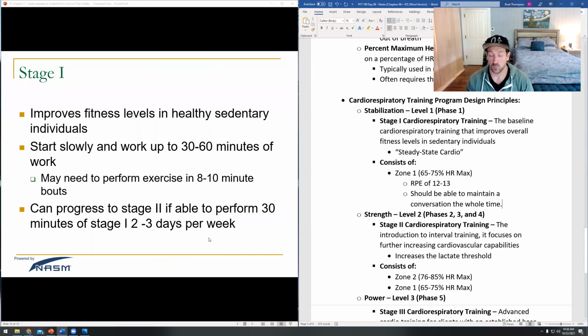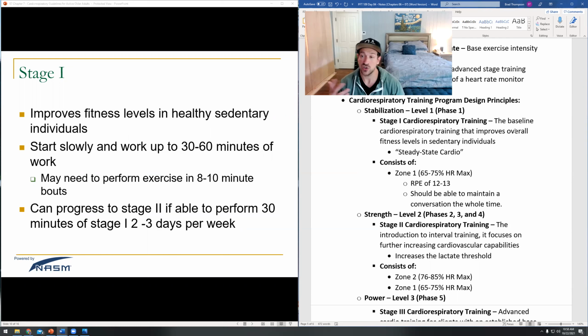Now, once they can maintain that for a full 30 minutes, what you should do is retest your client through the YMCA step test, or retest them through the Rockport walk test, and see if they've progressed into stage 2. But generally, as a rule of thumb, if they can do 30 minutes of straight zone 1, if they can maintain 65 to 75% of their heart rate max for 30 straight minutes, they're probably pretty good to move into stage 2.